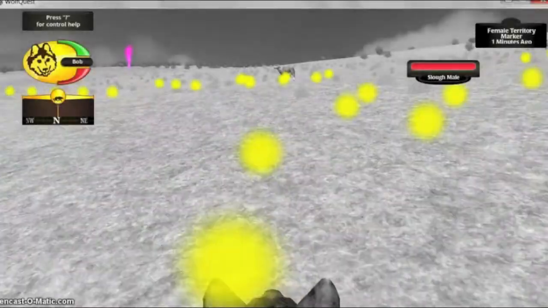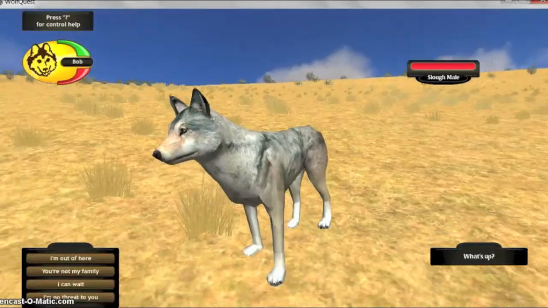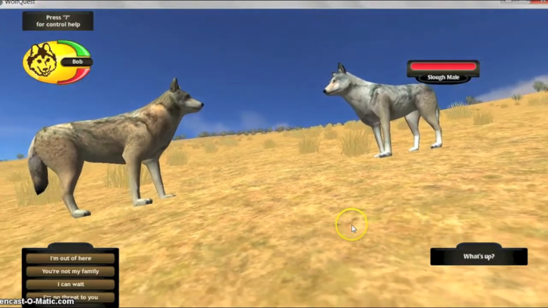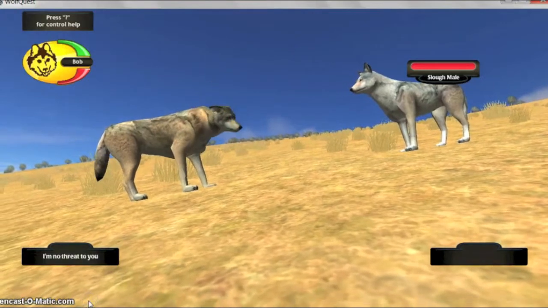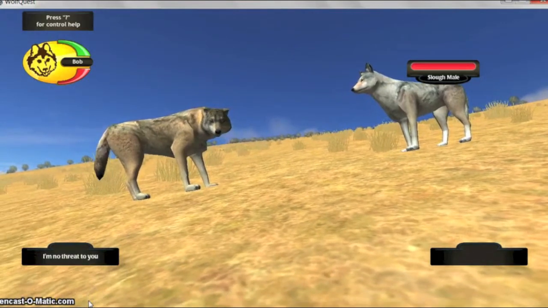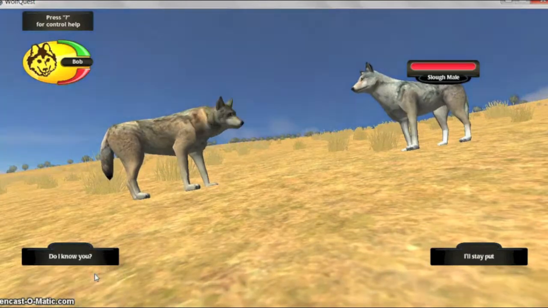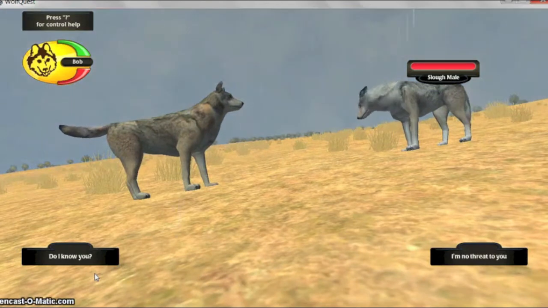It is your health, and the green is the stamina. So over here is a male, like I said. And here you can talk to them. He seems kind of friendly. I'm no threat to you, because I don't really have much strength. You just need to attack. You just need to interact with him. So you can be hostile, like this.